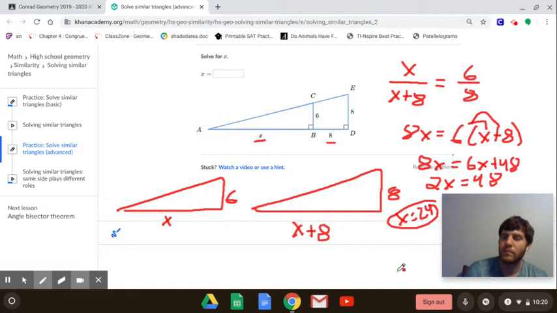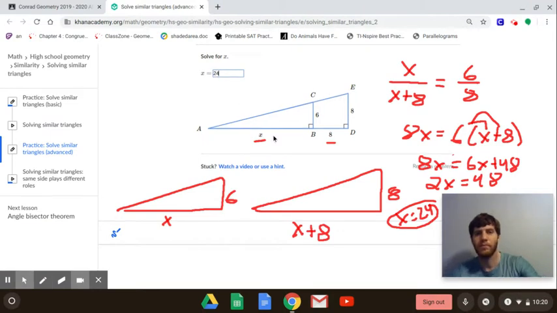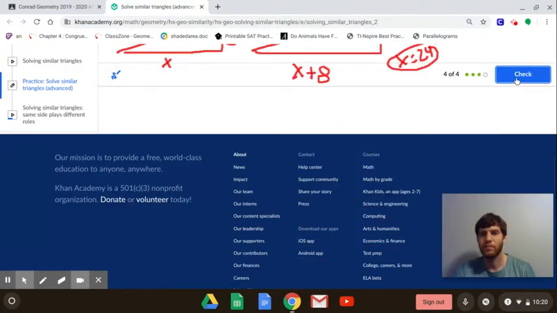Okay. So if we wanted to check that, 24 over 32 is 3/4, and 6 over 8 is also 3/4. So we know 24 is our correct answer. Okay. There's the checkbox right here.